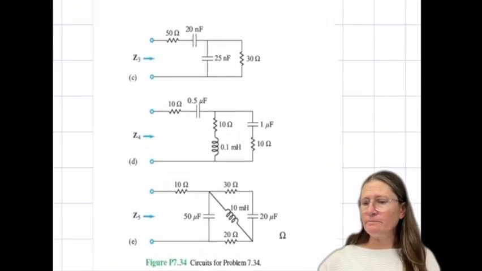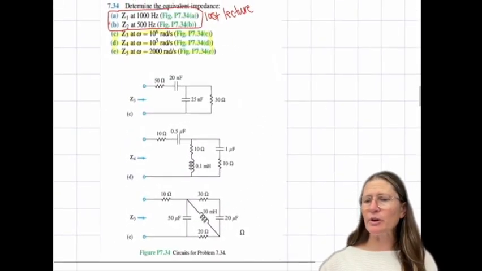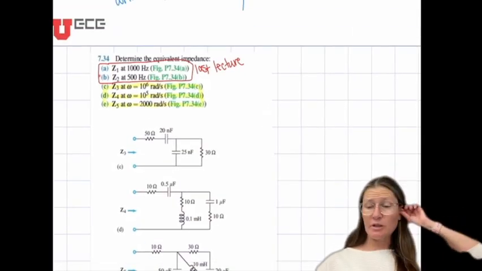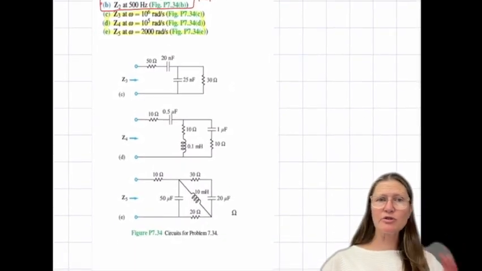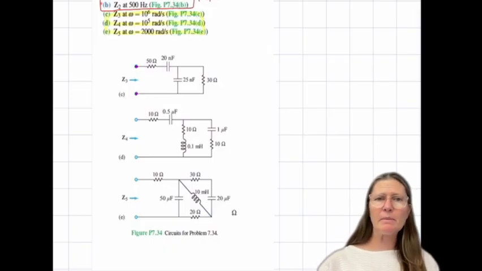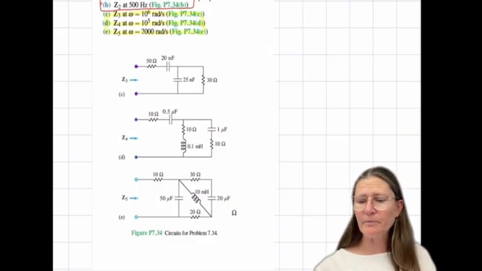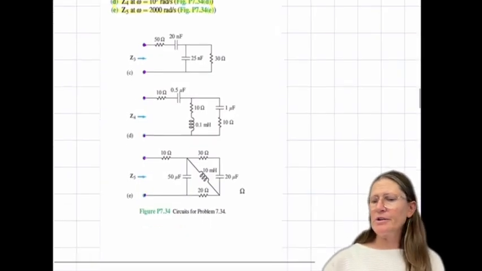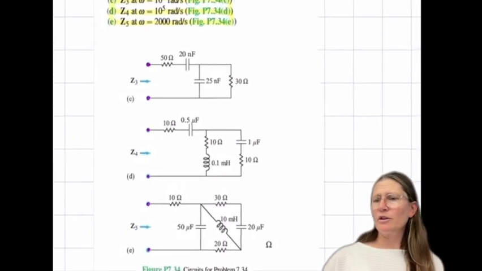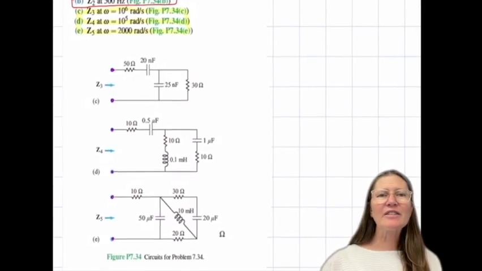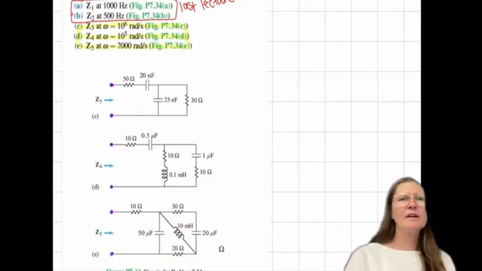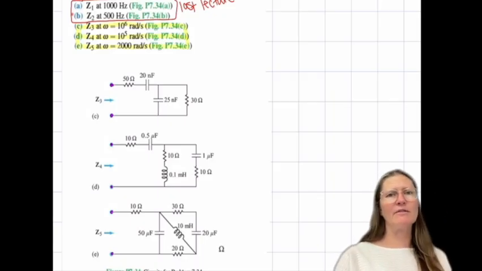All right, so let's go back to 7.34. We did A and B last lecture. So today let's work on these three. We're just trying to find the impedance equivalent between the two nodes of each of these. So C, D, and E, and go ahead and convert them based on the specific omegas. So for Z3, you're looking at 10 to the 6th as your omega. Z4 is 10 to the 5th omega, and Z5 is 2000.